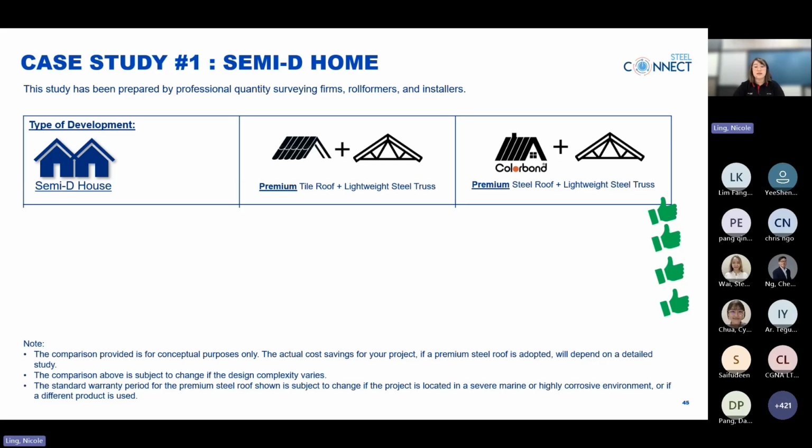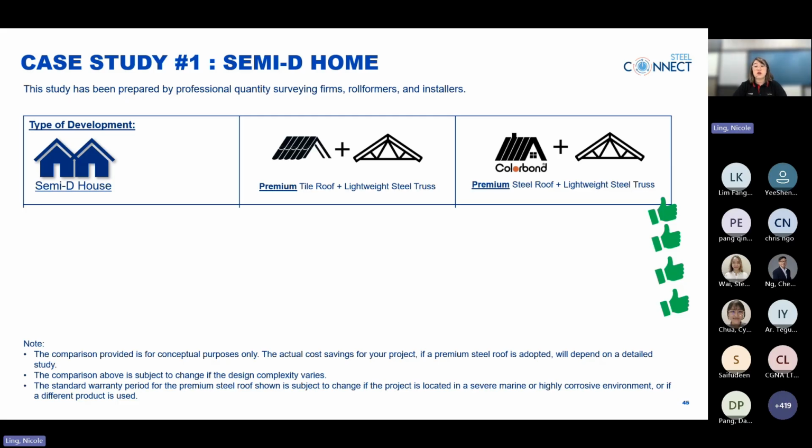Next, we talk about the lightweight truss costs. As shared earlier by Daniel, steel is significantly lighter. With fewer trusses, purlins, and battens, premium steel roofing can contribute up to 23% savings in the lightweight truss cost.